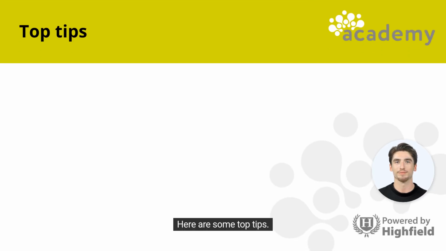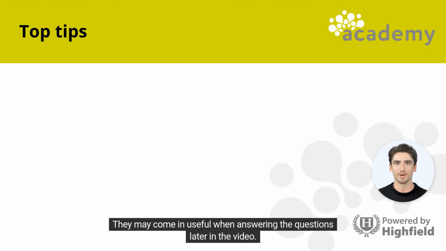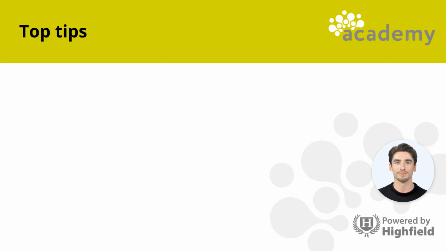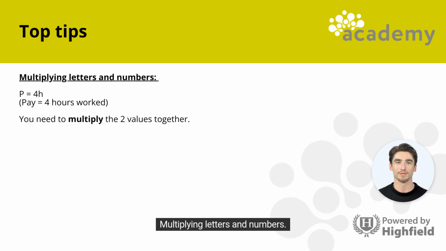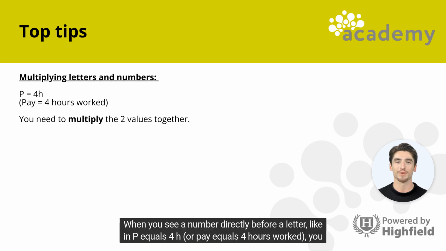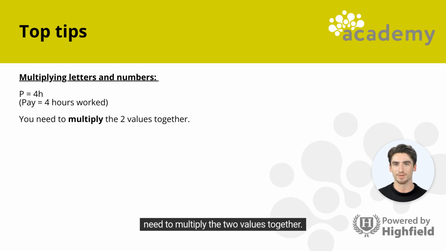Here are some top tips. You may want to make a note of these. They may come in useful when answering the questions later in the video. Multiplying letters and numbers. When you see a number directly before a letter, like in P equals 4H or pay equals 4 hours worked, you need to multiply the two values together.